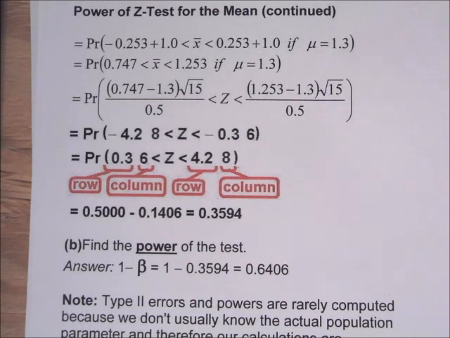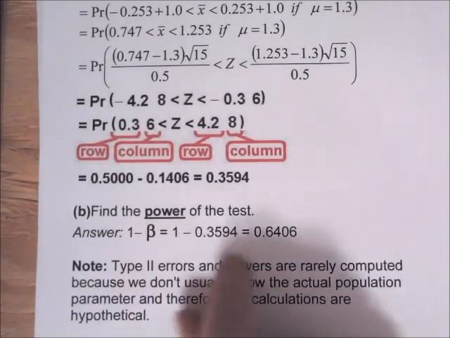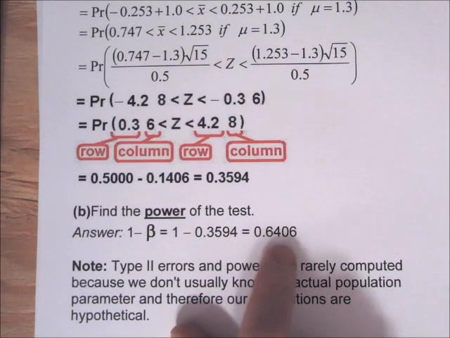And then we can compute the power of the test. The power is 1 minus beta. 1 minus 0.3594 is about 0.6406.